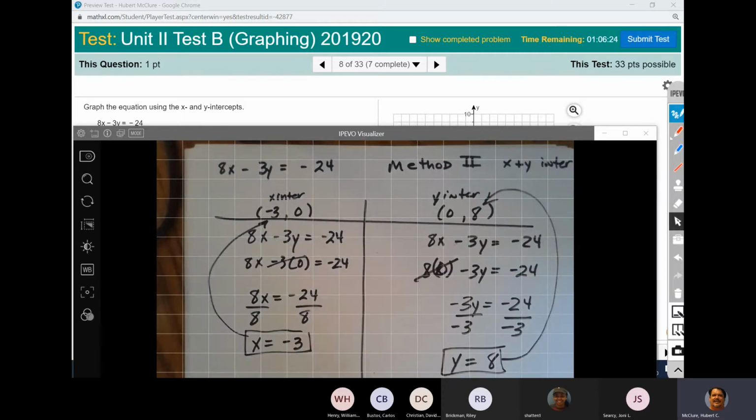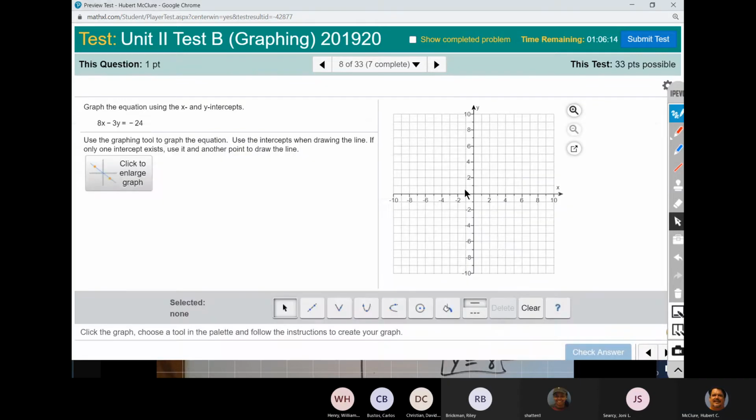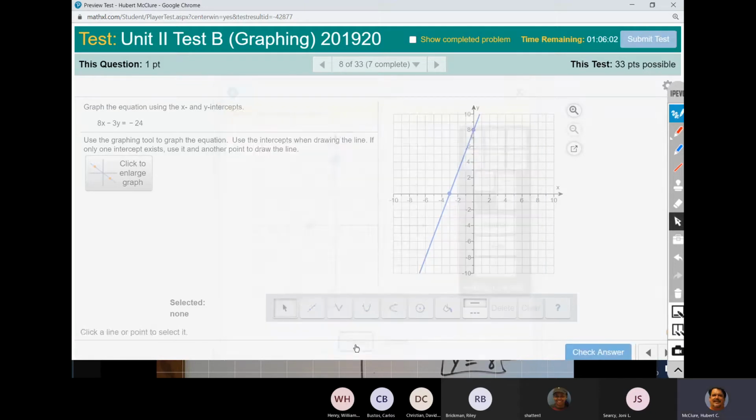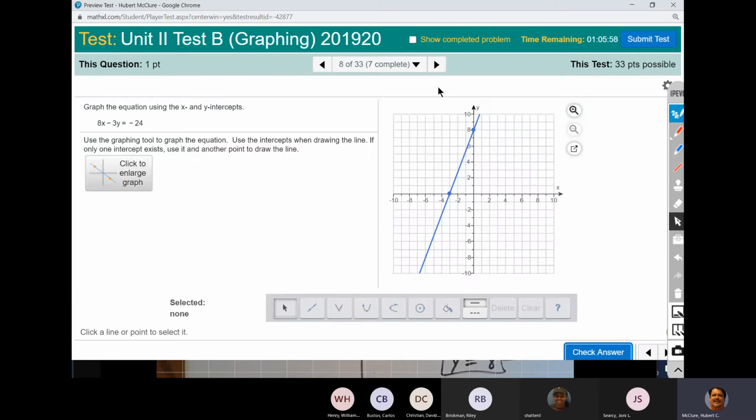Now, I'm not going to draw it on my paper since it's got a graph that we can draw on. I'm going to draw on it. So negative 3, x-intercept goes on the x-axis. Negative 3 and 0. And 0, 8. Next.